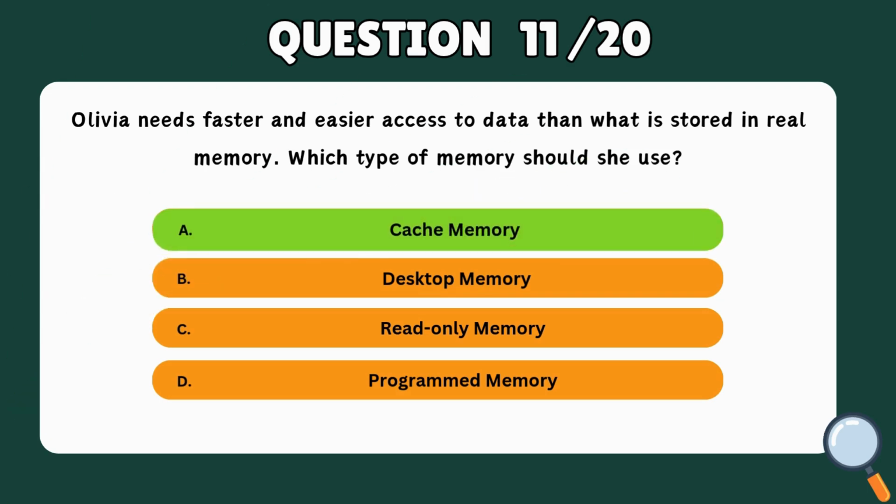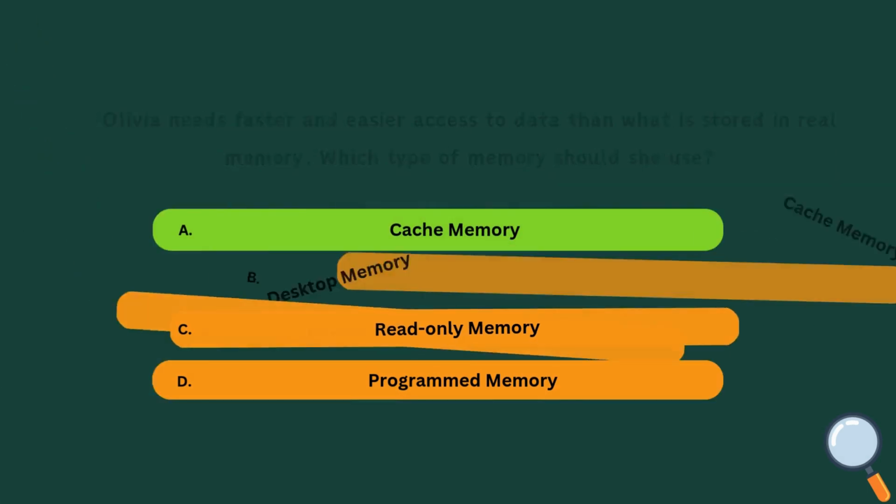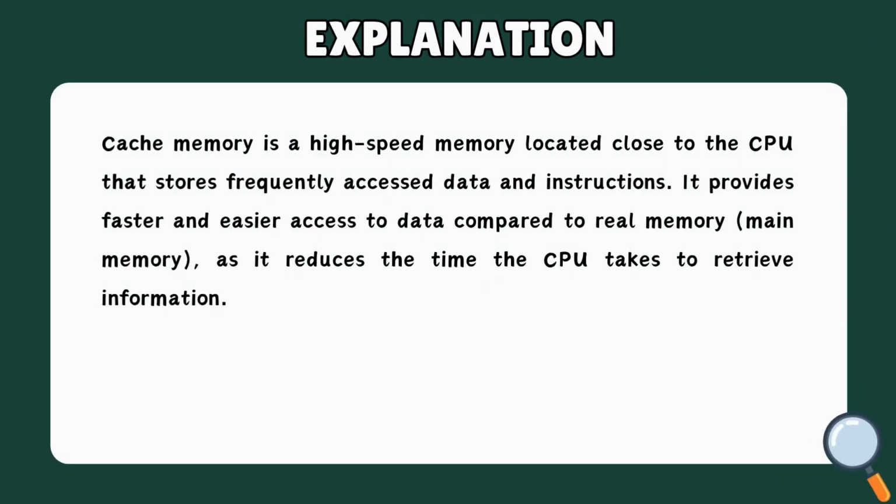Correct answer. A. Cache memory. Cache memory is a high-speed memory located close to the CPU that stores frequently accessed data and instructions. It provides faster and easier access to data compared to real memory, main memory, as it reduces the time the CPU takes to retrieve information.